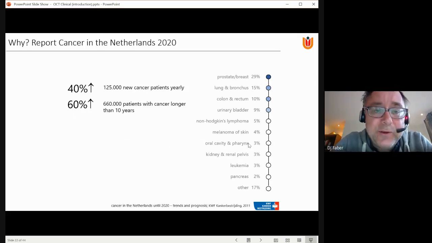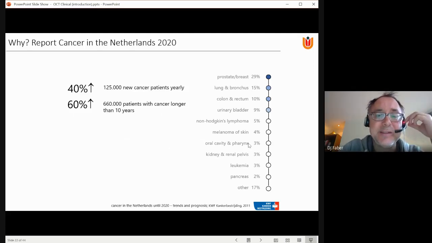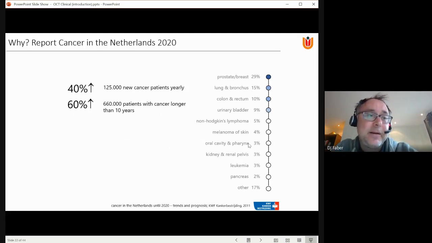This is already an older report. It is about the prevalence of cancer in the Netherlands. It came out in 2011, so that is 9 years ago. It predicted an increase of 40% in new cancer patients yearly. And not only that, because of the aging society, it also predicted that there will be 60% more patients living with cancer.